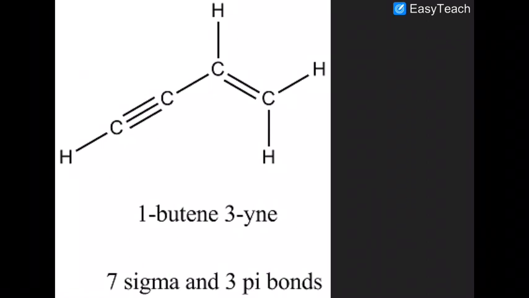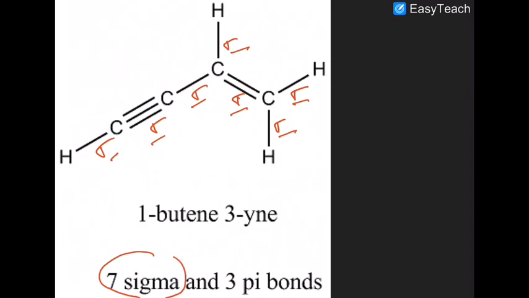So what I will do is single out the sigma bonds. These are sigma bonds. How many sigma bonds are there? You can easily see: 1, 2, 3, 4, 5, 6, 7. So there are 7 sigma bonds.